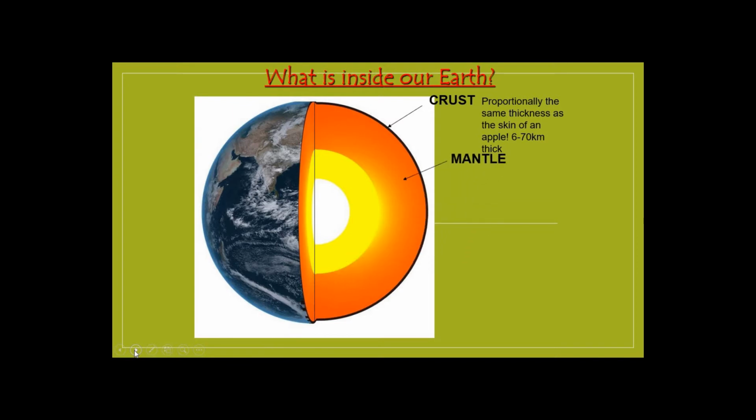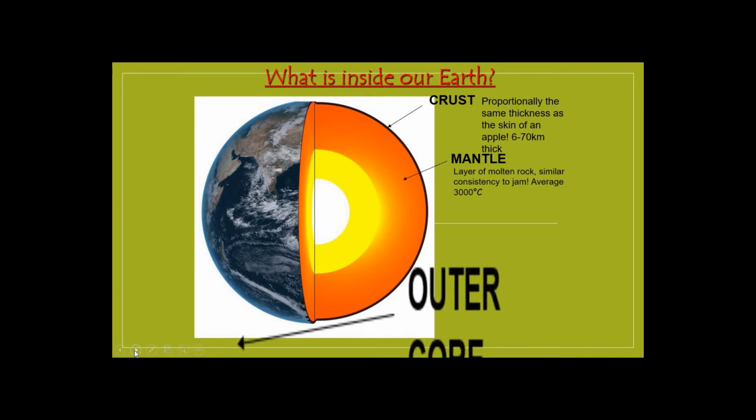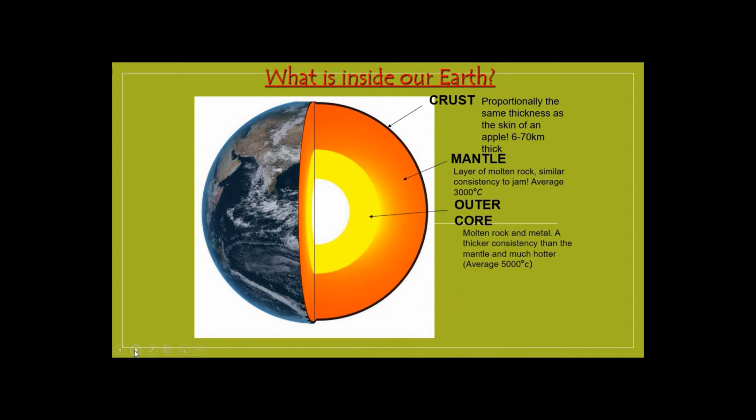Underneath the crust then we've got the mantle. Now the mantle is kind of like melted jam, like a kind of consistency. It's melted molten rock, about 3,000 degrees centigrade. Within that then you've got your outer core and your inner core.